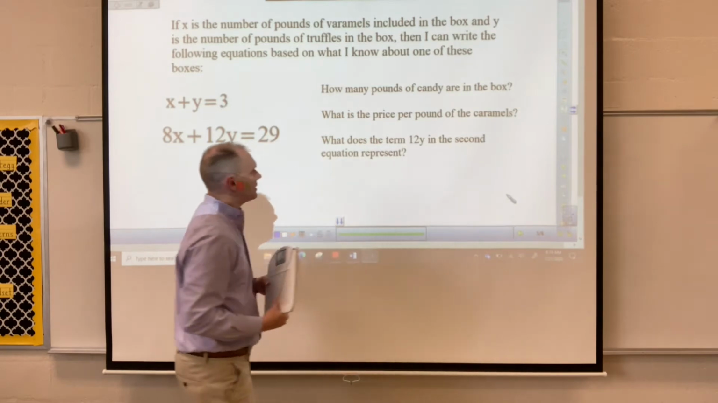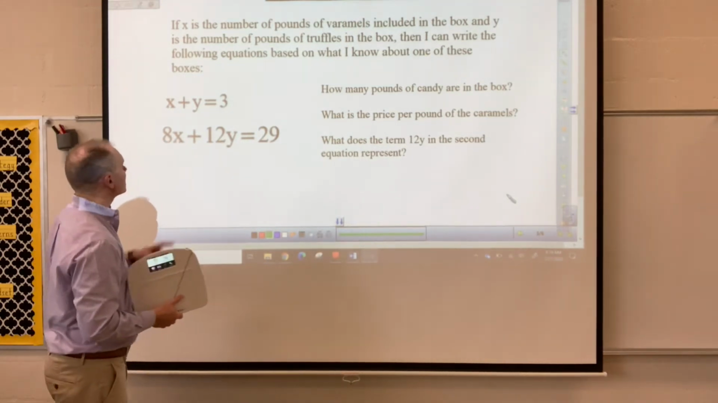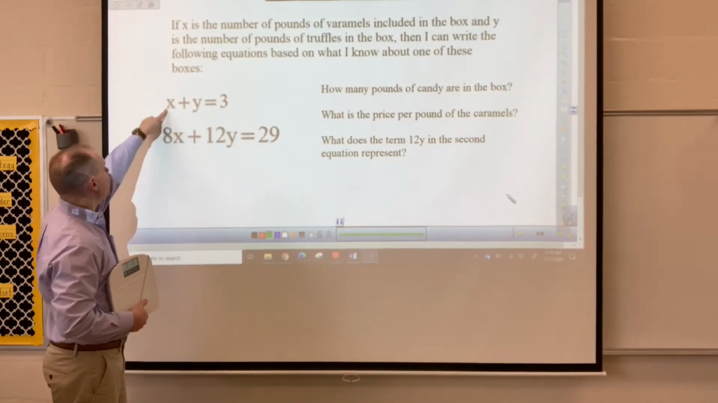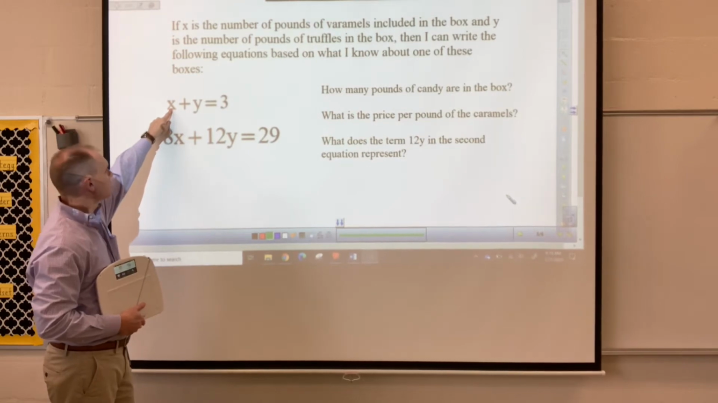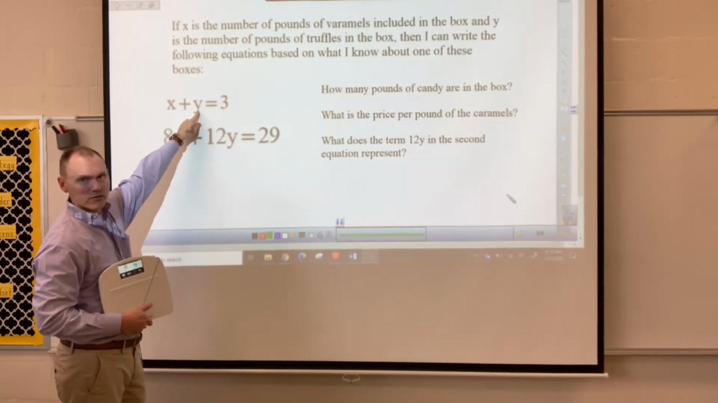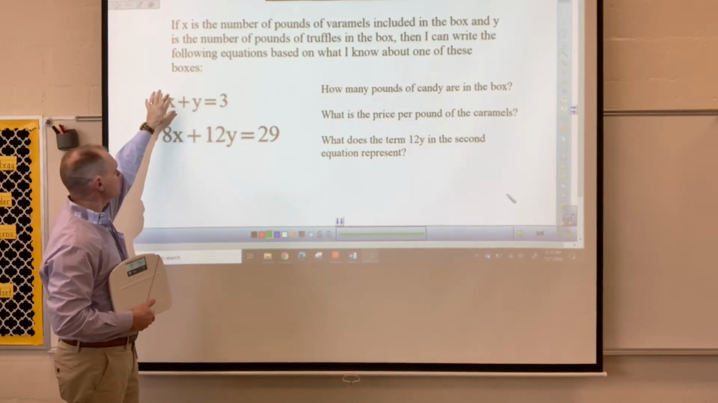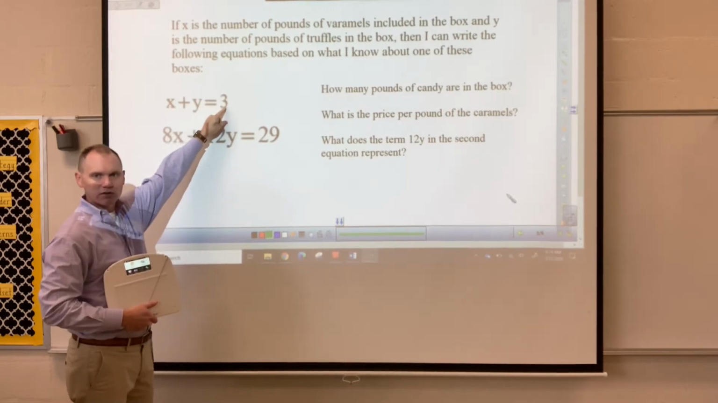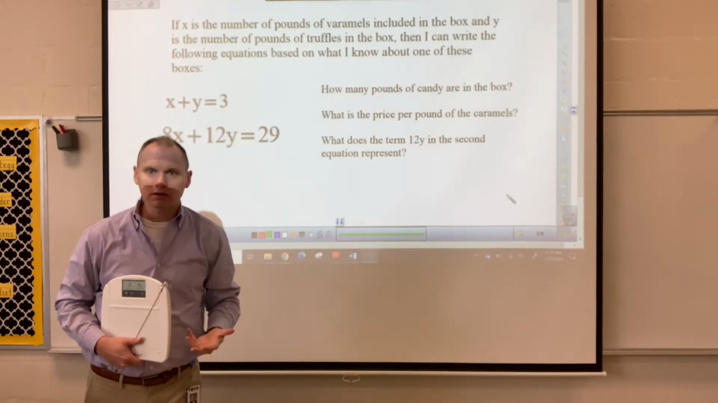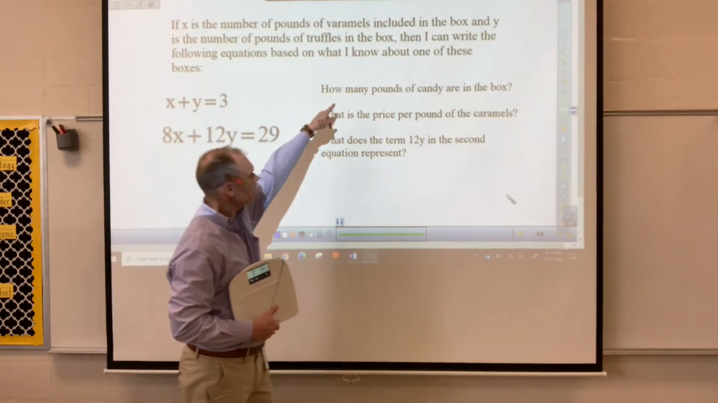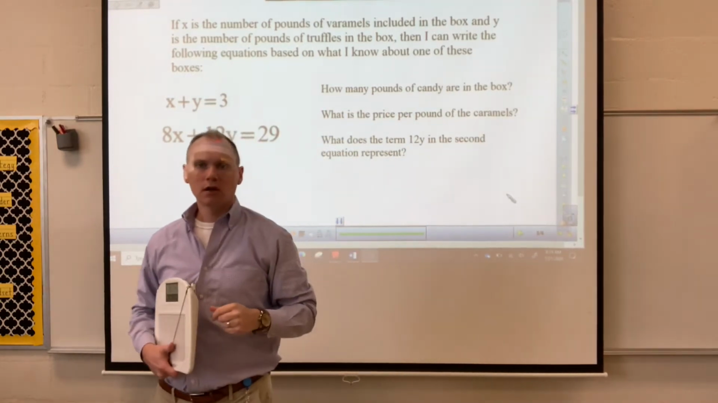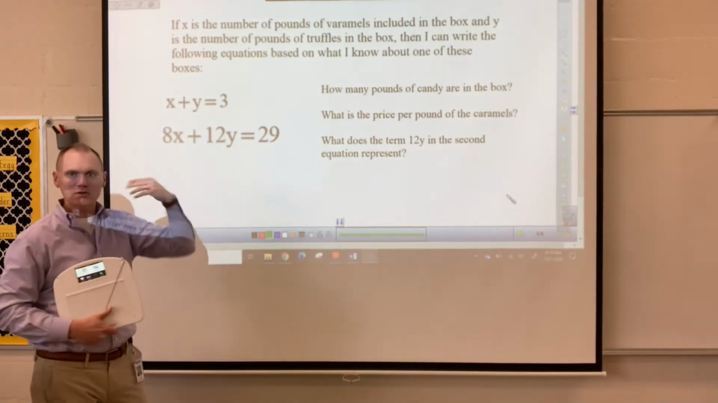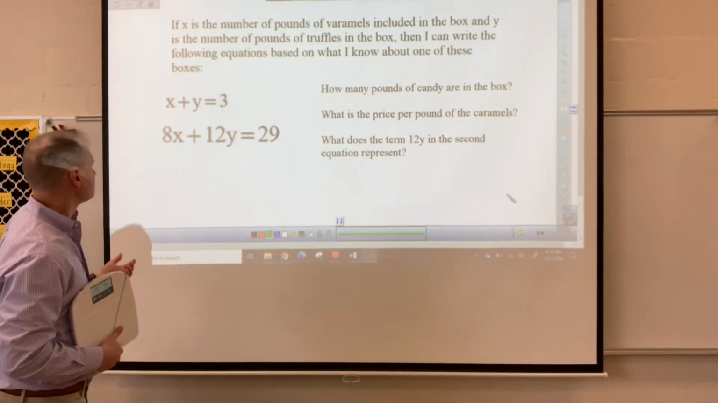So how many pounds of candy are in the box? Let's think about what we have here. Let's look at the first equation, X plus Y equals 3. X is the number of pounds of caramels. Y is the number of pounds of truffles. So if we take the total pounds of caramels plus the total pounds of truffles, and it equals 3, well, isn't that the total number of pounds of candy in the box? So 3 is the total number of pounds of candy in the box. The sum of X plus Y would mean the total number of pounds in the box.